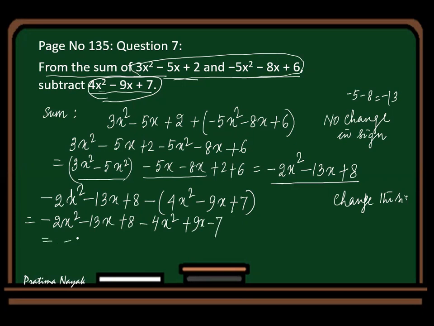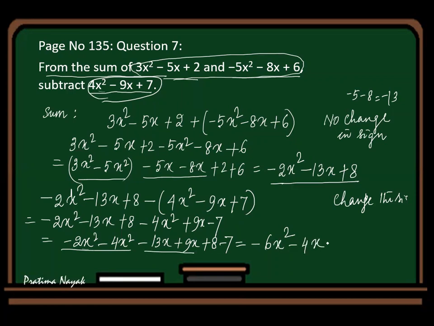Group them: −2x² − 4x² − 13x + 9x + 8 − 7. So how much is this? −2x² − 4x² is −6x², −13x + 9x is −4x, and 8 − 7 is 1. So −6x² − 4x + 1. So this is the answer.